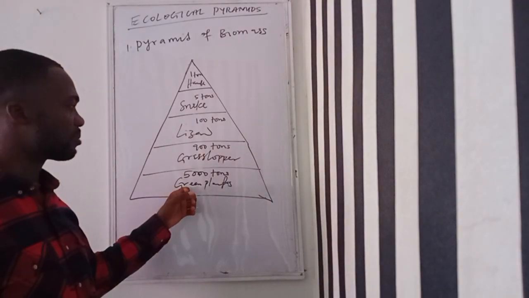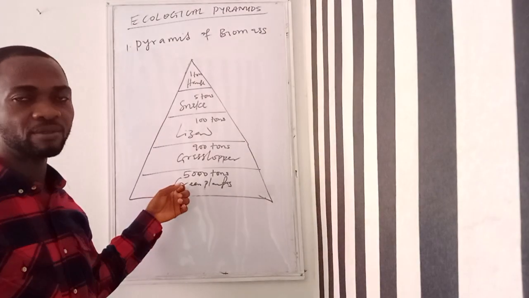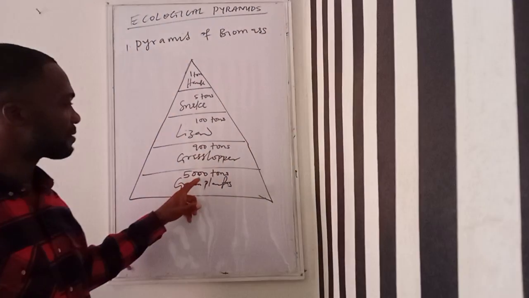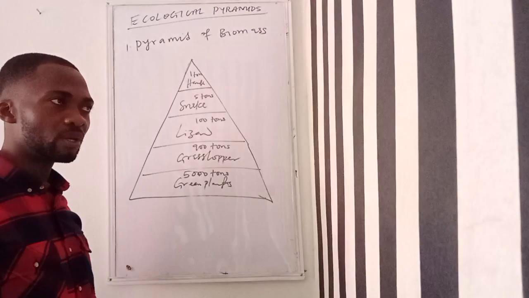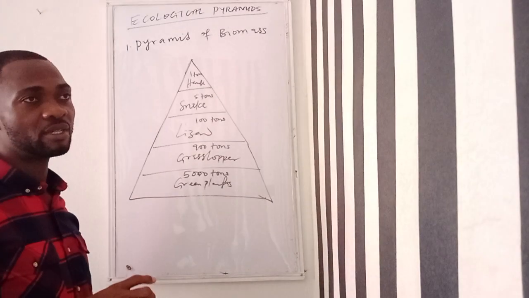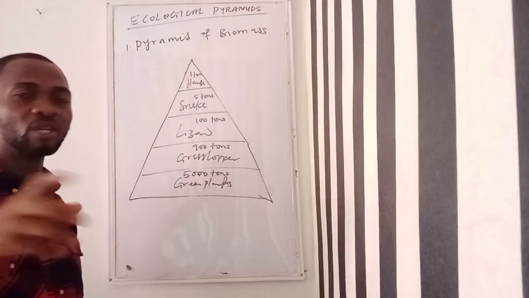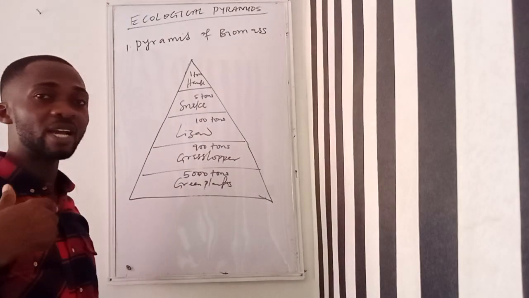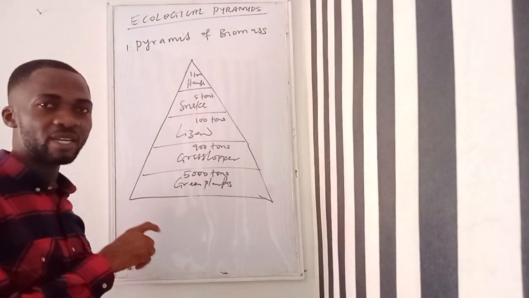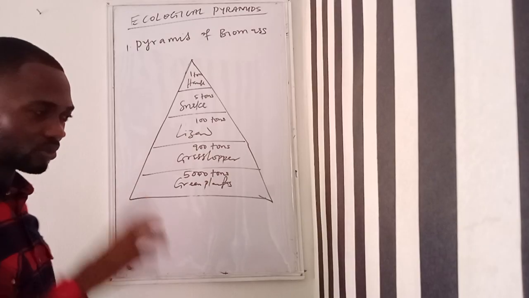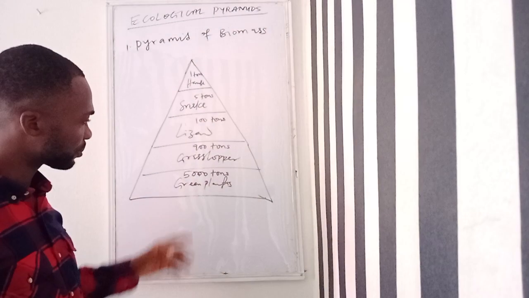So you can see that green plants have the highest weight. They have about 5,000 tons, and that also shows that there are many. The fact that there are many will be studied under pyramid of number. So let me be specific so that you don't misunderstand what I'm saying. I actually had a reason why I mentioned that, but so that I don't confuse you, let me maintain what we are talking about under pyramid of biomass.